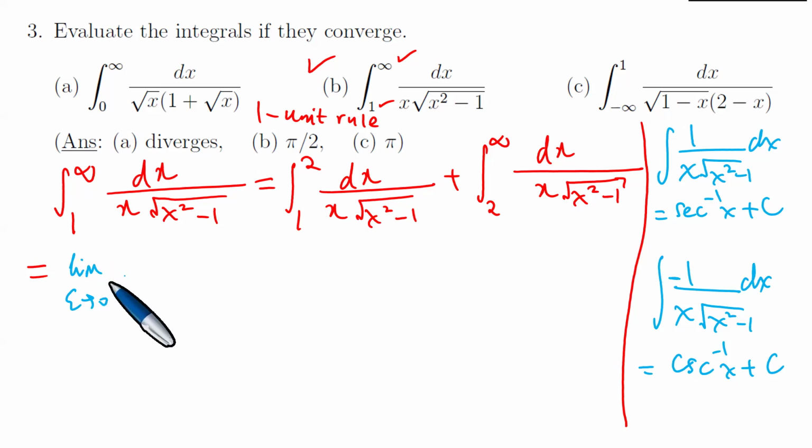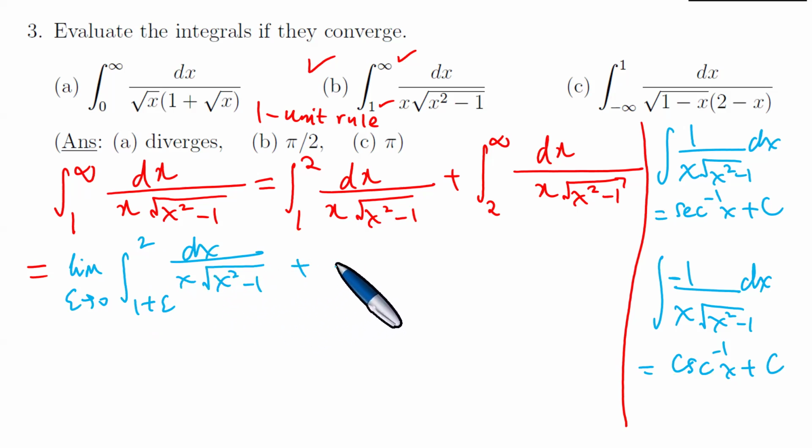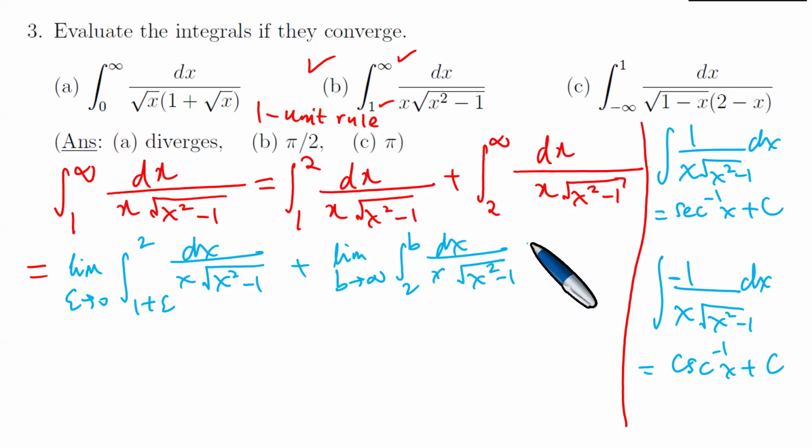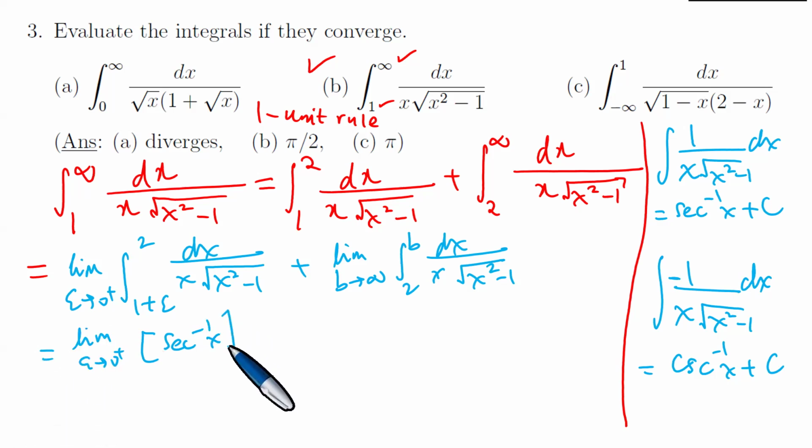We continue. So this one is going to be 1 plus epsilon. And then you have the limit. Now we put the B here because of this infinity limit of integration, making this integral an improper integral. So we have the limit as epsilon approaches 0 from the right. This integral you already know: you have the arcsecant of x, evaluated from 1 plus epsilon to 2, as B approaches infinity.